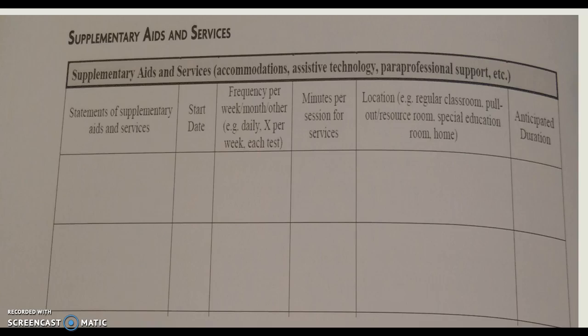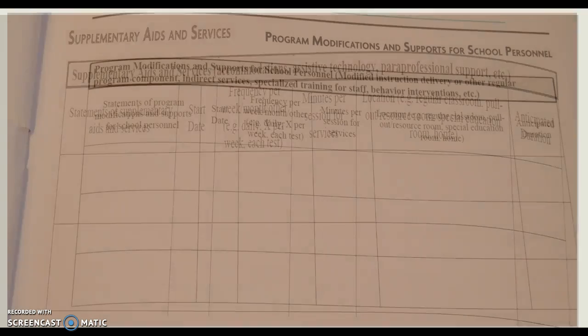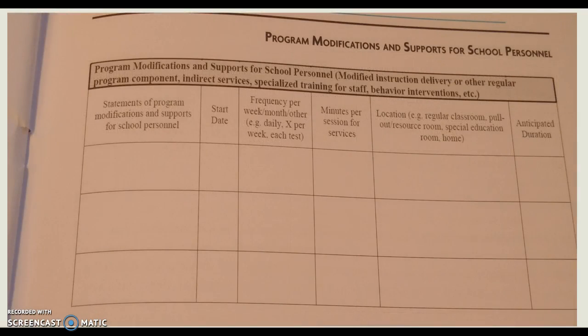Here we are, we're back to the rest of the supplementary aids and services. So if the child needs paraprofessional support, it should be located in this section here. And it needs to explain the specific responsibilities that the para would provide for the student. And the next part is program modifications and supports for school personnel.